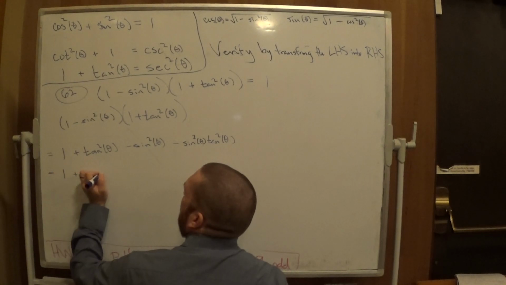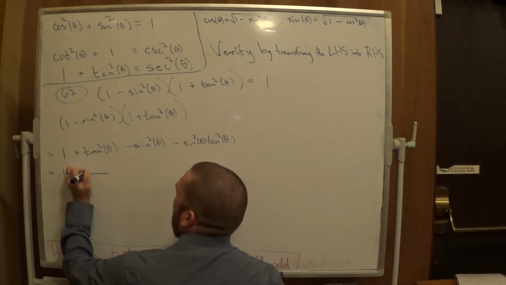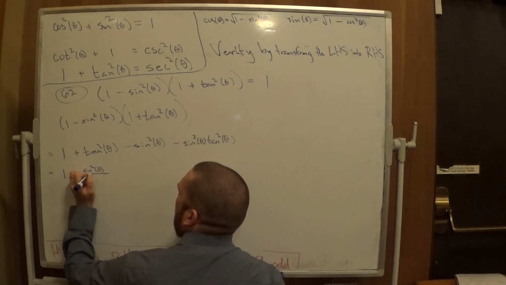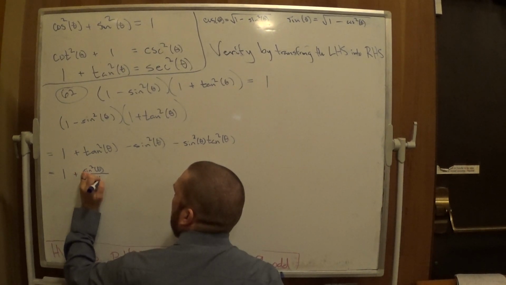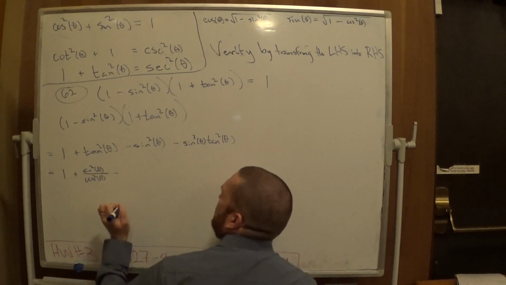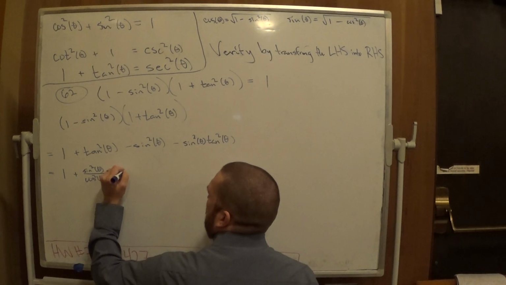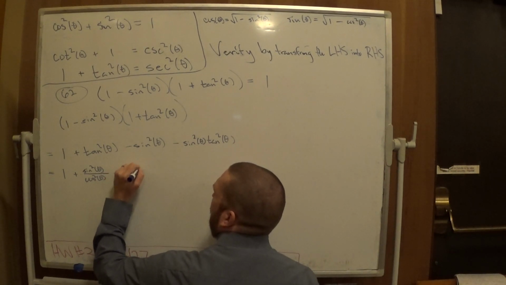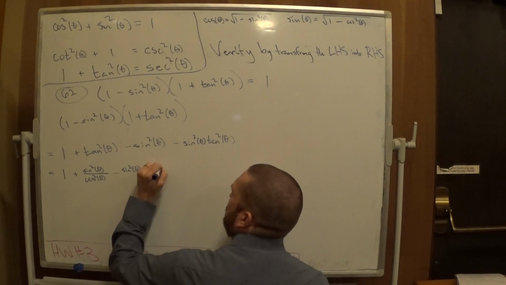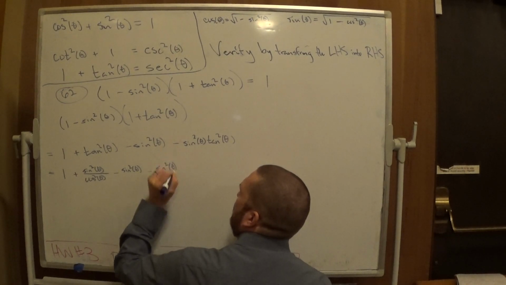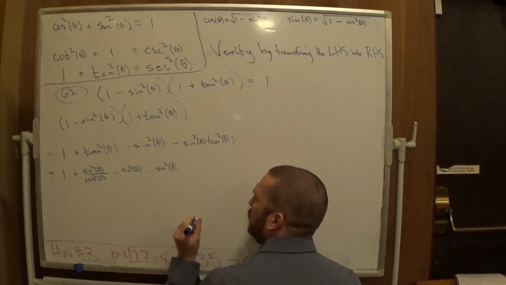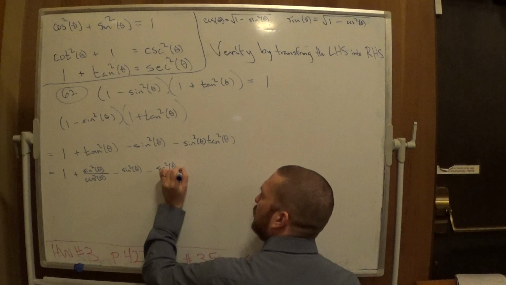What's tan squared? Sine squared over cosine squared. Now, minus sine squared is just sine squared, times what? Sine squared over cosine squared.